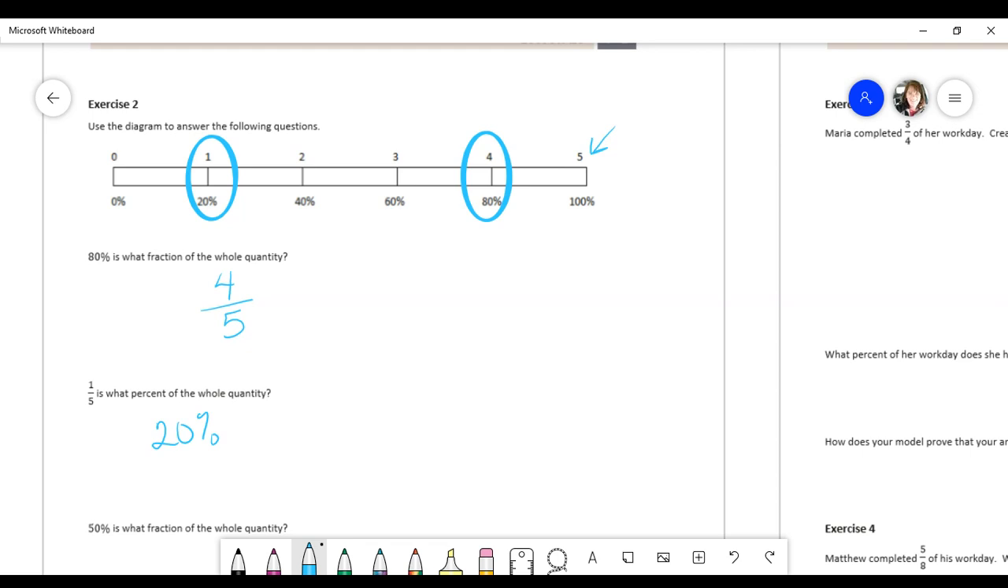The last one says 50% is what fraction? Well, 50% is not here. Do you see that? It's not really listed, but I know that 50 is between 40 and 60. So the line that I'm drawing right here in the middle would be 50%. Well, it's smack dab in the middle between 40 and 60. So what's between 2 and 3? You could say maybe like between $2 and $3, and we would know that that's $2.50 or 2.5. So what fraction? Well, it would be 2.5 out of 5.